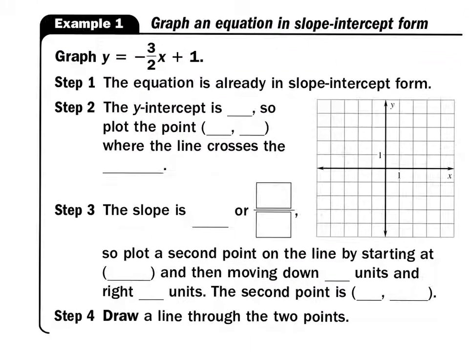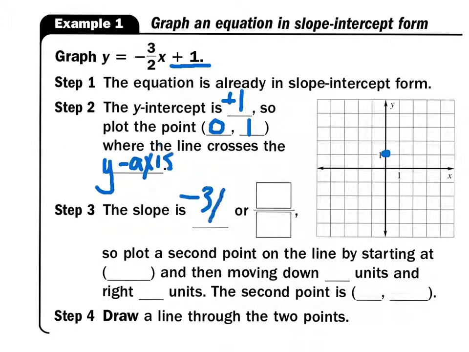So example 1, graph this equation: y = -3/2 x plus 1. So step 1, it's already solved for y, so we're good there. Step 2, the y-intercept is +1, so plot the point (0, 1) on the graph where the line crosses the y-axis. The slope is -3/2. So plot a second point on the line by starting at the y-intercept (0, 1), and then moving down 3 units and to the right 2 units.